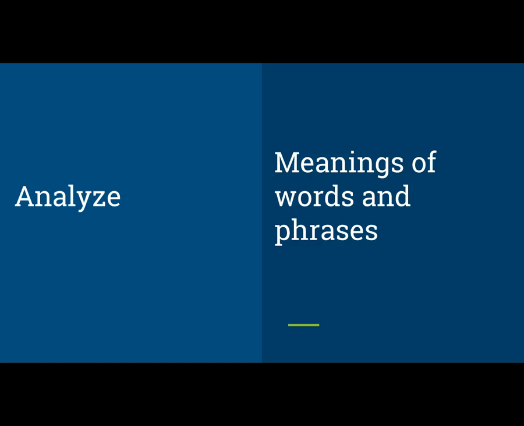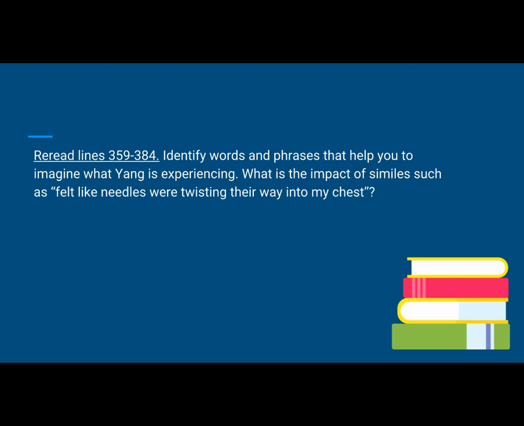Notice Yang's vivid description of the onset of her illness. Reread lines 359 to 384. Identify words and phrases that help you to imagine what Yang is experiencing. What is the impact of similes such as felt like needles were twisting their way into my chest? Pause while you think.